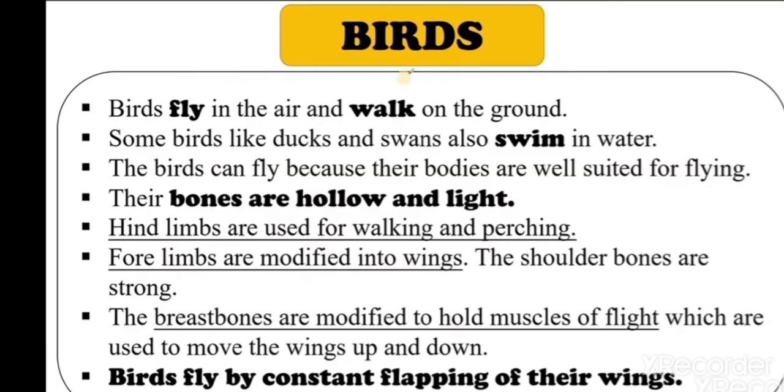Okay, let's now talk about birds. Birds fly in the air and walk on the ground. Some birds like ducks and swans also swim in water. The birds can fly because their bodies are well suited for flying. Their bones are hollow and light, and because of the light weight, the birds can easily fly in the sky.